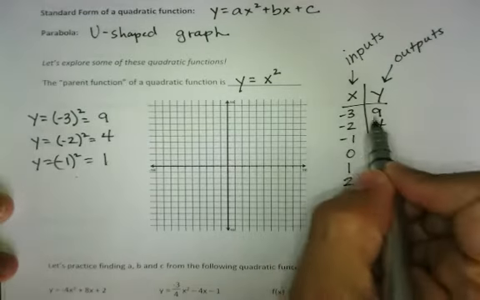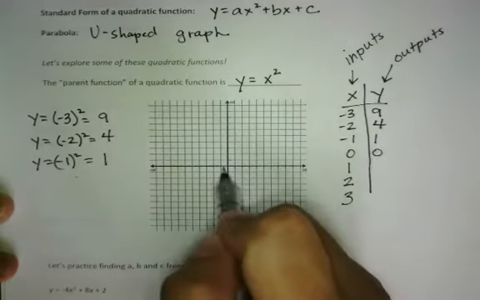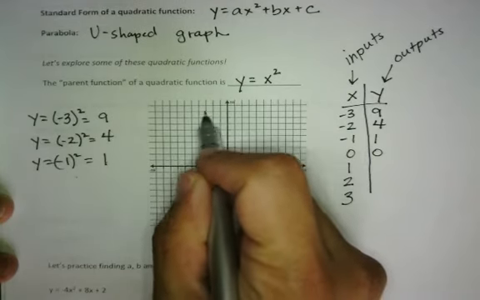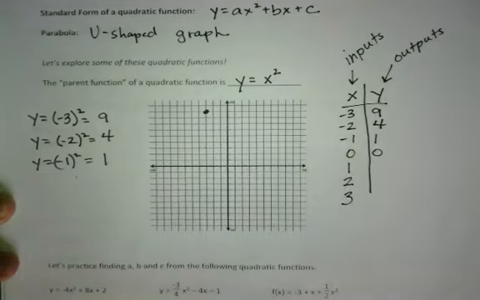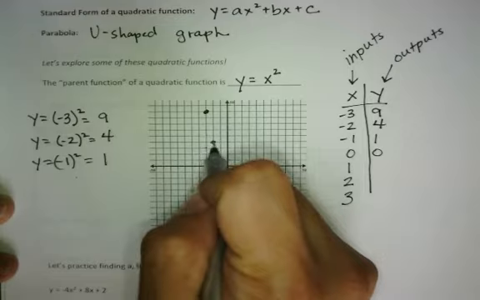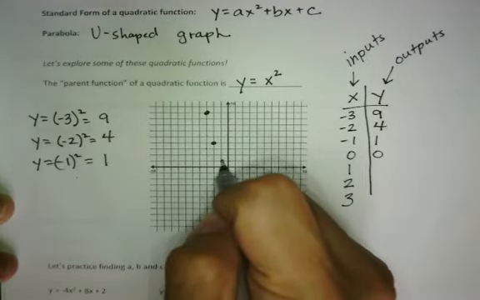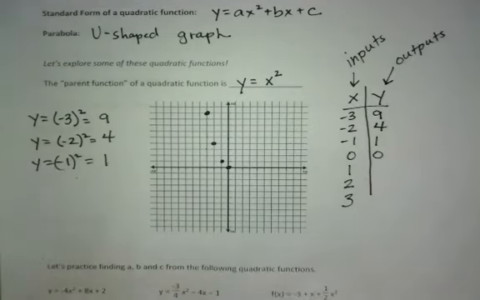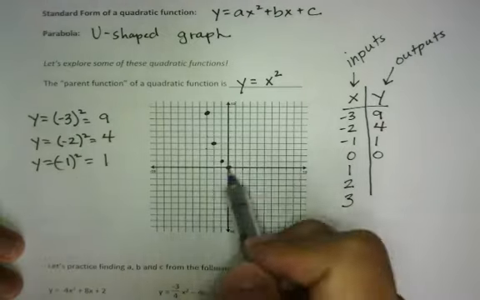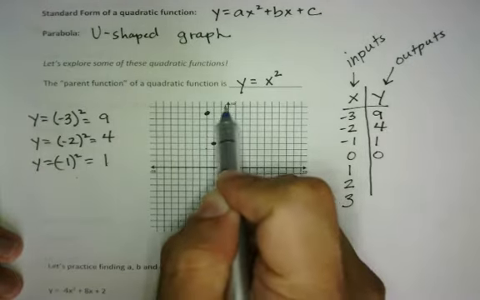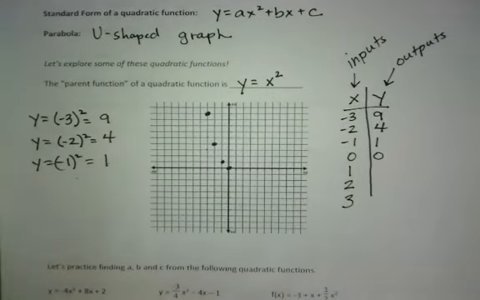Okay? So now, I'm going to show you something. We're going to plug things in. So I'm going to put -3, +9. I'm going to plot that. So I have -3, 9, -2, 4, and -1, 1. And then 0, 0. Okay. Notice that this is going here.